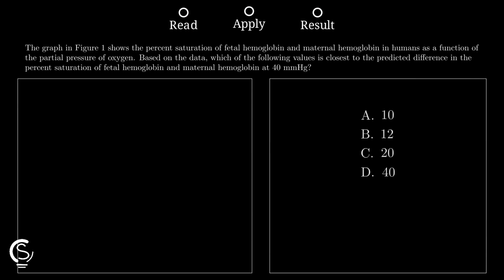At 40 millimeters mercury, start on the horizontal axis, then move straight up until you hit both hemoglobin curves because we need each percent saturation at that same oxygen pressure.